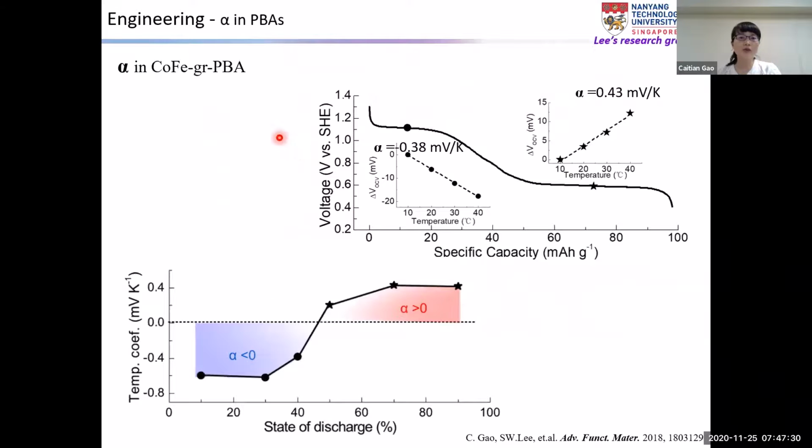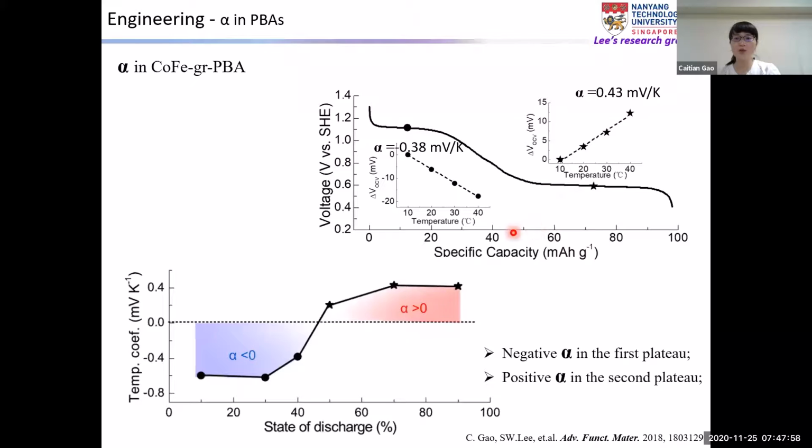And we also studied this material, cobalt green PBA, and we found a very interesting phenomenon. At the higher reaction plateau, this material delivers a negative alpha value, about minus 0.38 millivolt per Kelvin. At the lower reaction plateau, this material has a positive alpha value, around 0.43 millivolt per Kelvin.